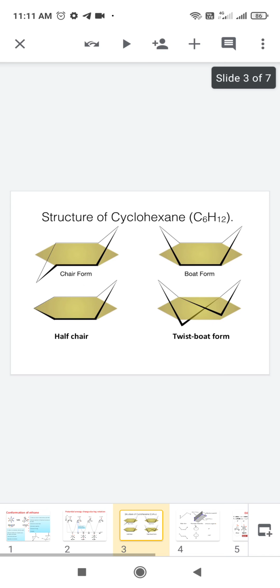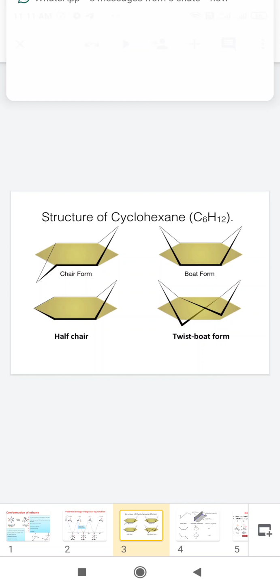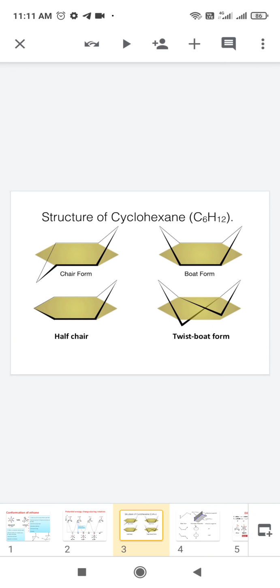Now we are moving into the next topic, that is the structure of cyclohexane. We know that the molecular formula of cyclohexane is C6H12, and it exists in two conformations, that is the chair conformation and the boat conformation. Two more conformations are also possible in cyclohexane, that is the half chair and the twisted boat. And first of all, we will discuss the chair conformation and boat form. That is the most important conformation of cyclohexane.